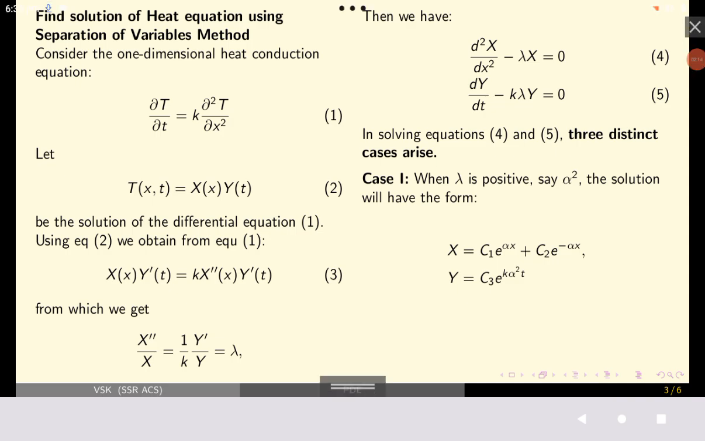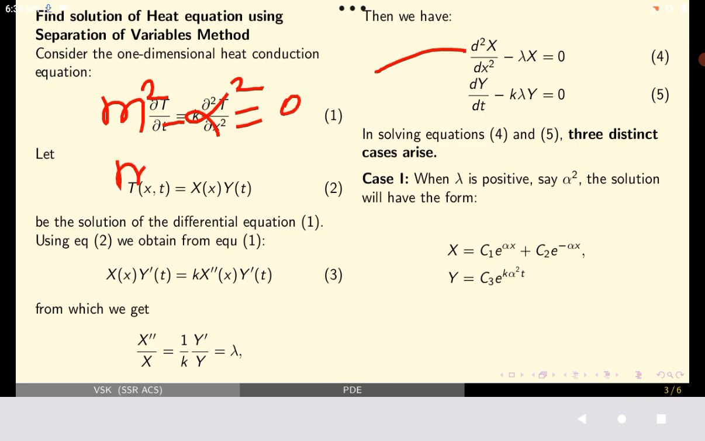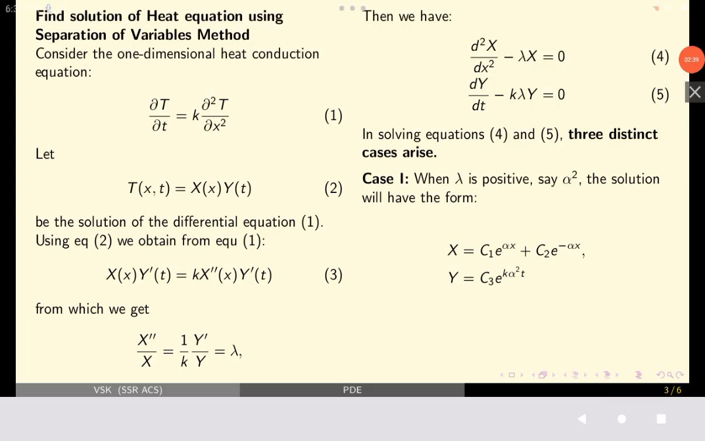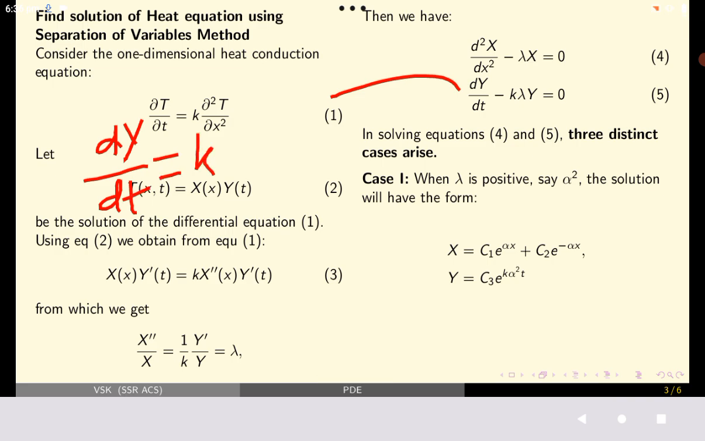Let us see the first equation. In this case, the auxiliary equation will become m square minus lambda, which is alpha square, equal to 0. From this we get m equal to plus minus alpha, and from this we know the solution is of this form. In case of the second equation, this is simply dy by dt, so this becomes dy by dt equal to k times alpha square y. So this y will go down.